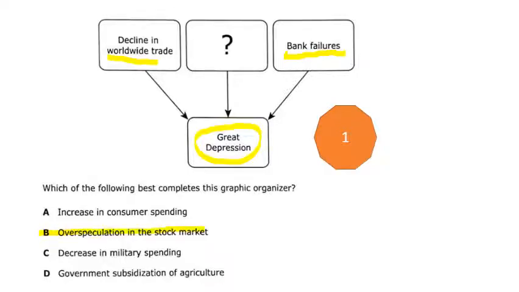You might feel the desire to choose A, increase in consumer spending, but one of the causes of the Great Depression was excessive consumer spending, not increase in consumer spending, because the increase could have been from a very low starting point. So we're not going to choose A.